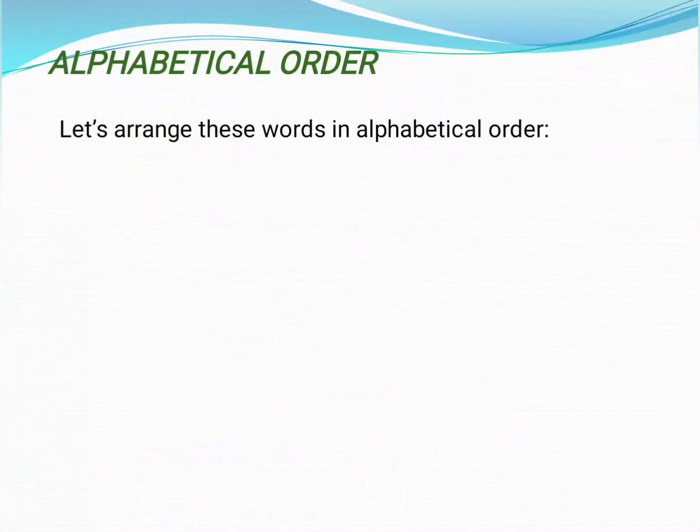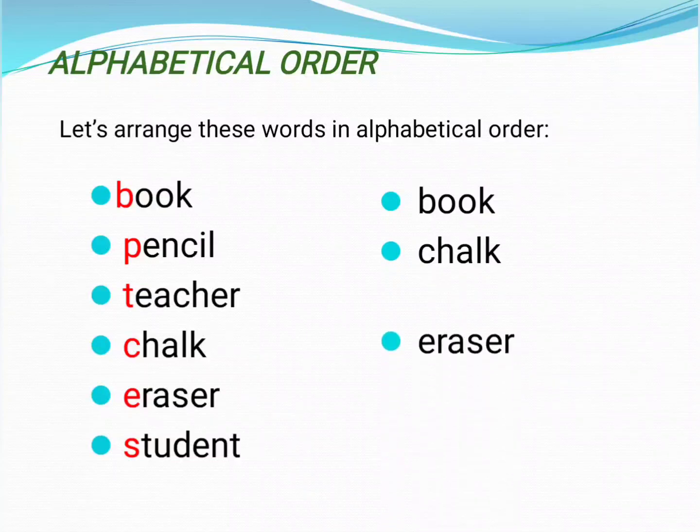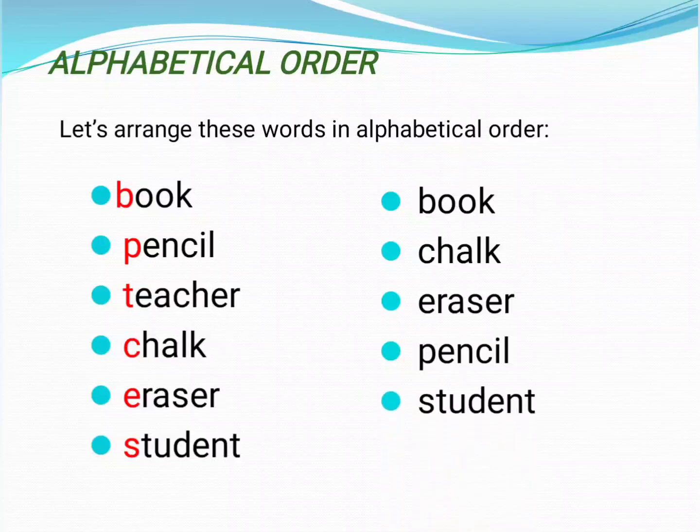Let's learn this with the help of another example. Look at these words: book, pencil, teacher, chalk, eraser, student. Let's arrange these words. First word will be book, then chalk, eraser, pencil, student and teacher. Now all these words are arranged in alphabetical order.